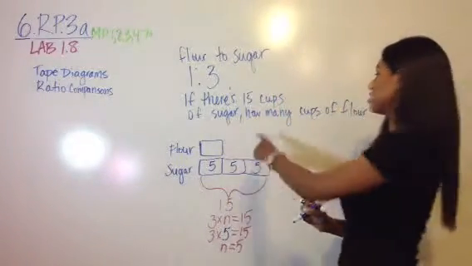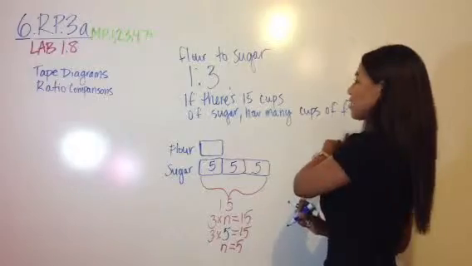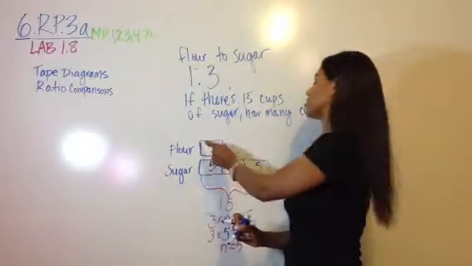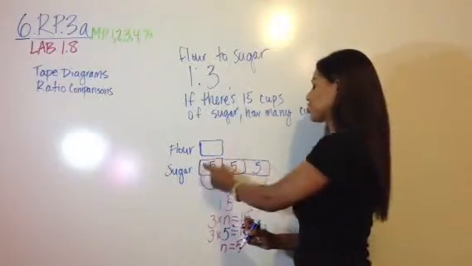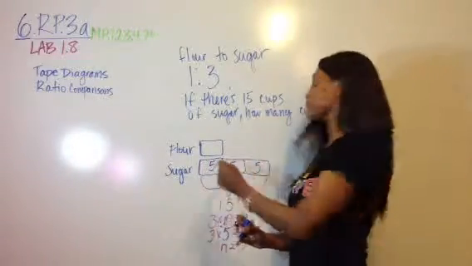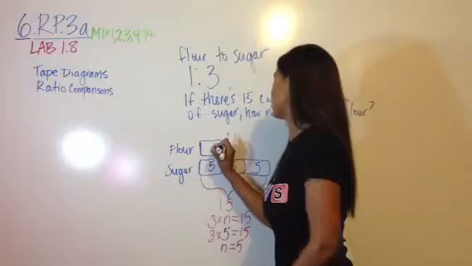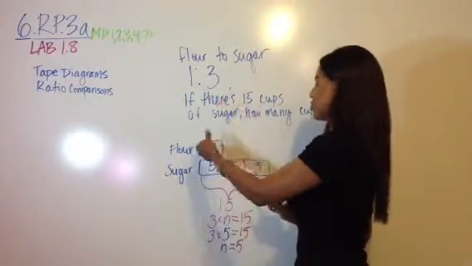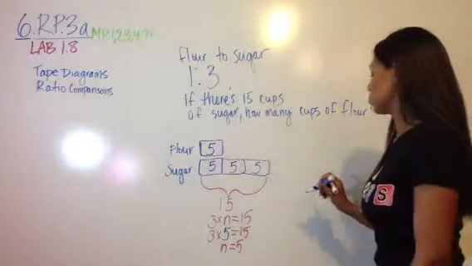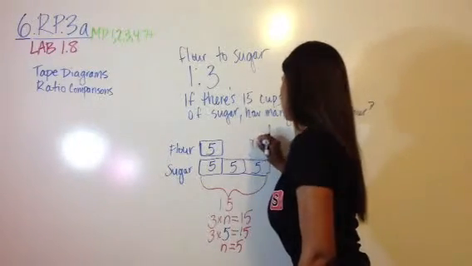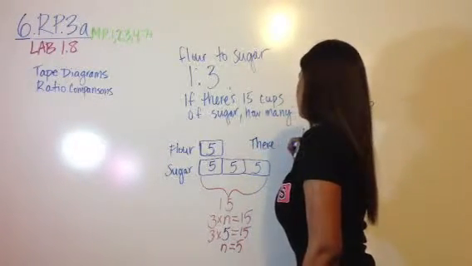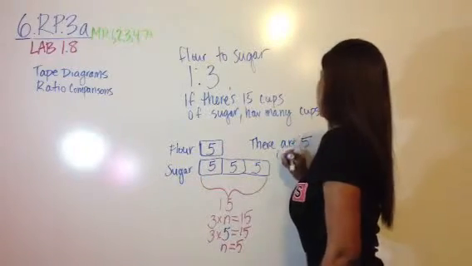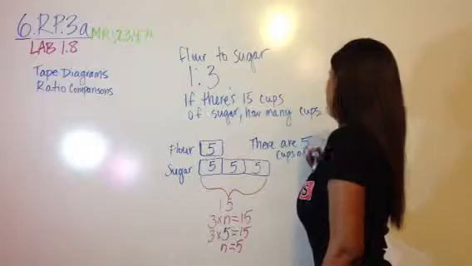So the question is, how many cups of flour do we have? Well, these are the same size piece, right? Because this is 1 to 3. So each unit needs to be the same. So that means that this unit would be 5. Okay. And so to answer the question, how many cups of flour, you can see that here. In this case, there are 5 cups. 5 cups of flour.